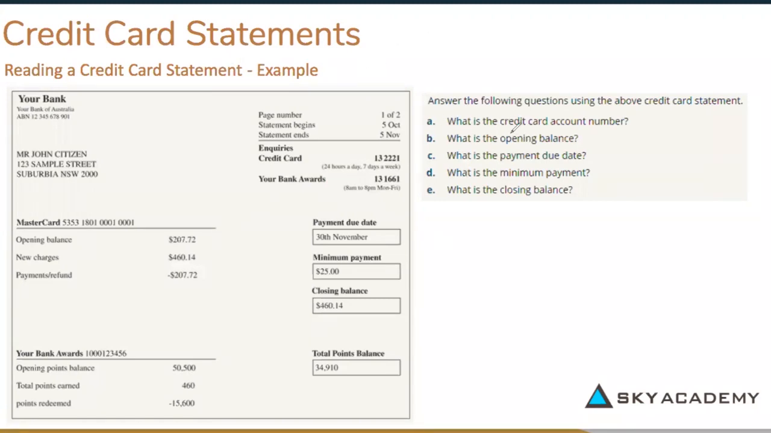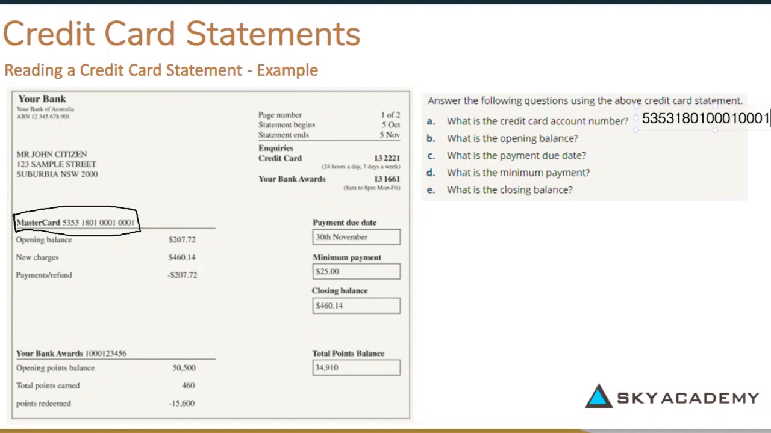So we can have a look, and we see that the credit card account number is what the MasterCard is. If you have ever looked on a key card or a credit card, it will have an identification account number. That's generally placed next to the card. So if we're using a MasterCard, then our account number will be here. So in this case, our account number is 5353180100010001.